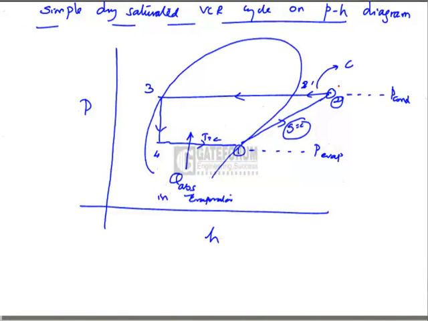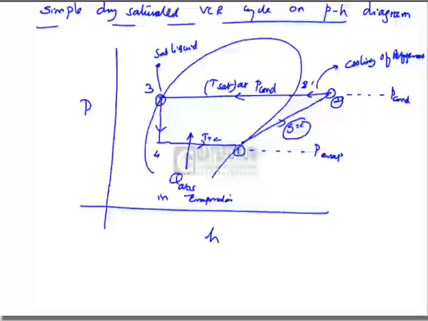2-to-2, I'm sorry, 2-to-2' is cooling of refrigerant. Where? In the condenser. 2'-to-3 is condensation at saturation temperature corresponding to condenser pressure. This is saturated liquid, the state of the refrigerant leaving the condenser, which expands at a constant enthalpy in the throttling valve or expansion device.